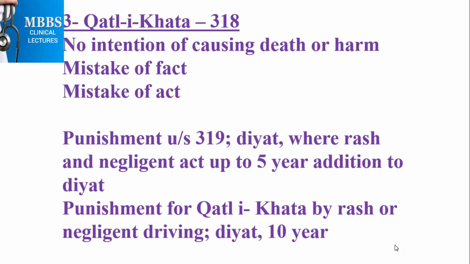Number 3 is Qatl-e-Khata, which means there was no intention of causing death or harm to the person, but the killing occurred due to mistake of fact or mistake of act. Punishment under Qatl-e-Khata is Diyat, where a rash and negligent act is the cause of death. And the person may also be imprisoned for 5 years in addition to the Diyat, for a rash and negligent act.